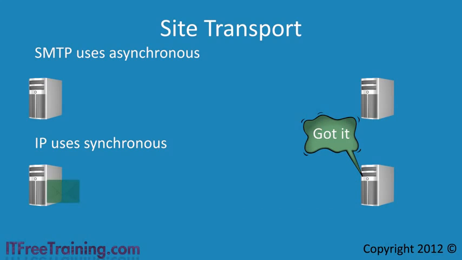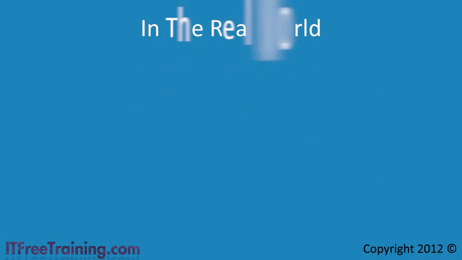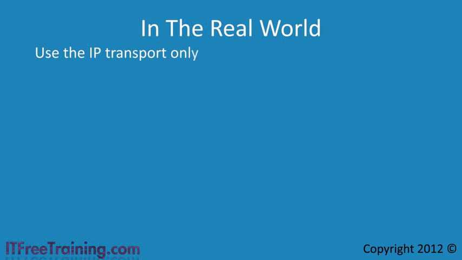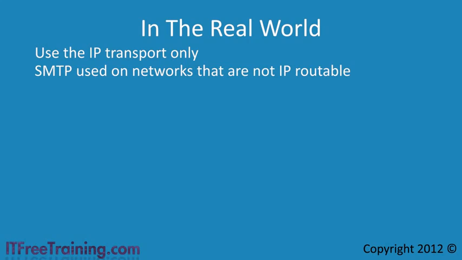With network speeds getting better and more reliable, in the real world, I would just use the IP transport for your site links. In the old days, SMTP transport was used mainly for networks that were unreliable or not directly routable using the IP protocol. Nowadays, with the IP protocol being the default protocol used in computing, there is unlikely to be a need to use the SMTP protocol on the vast majority of production networks.